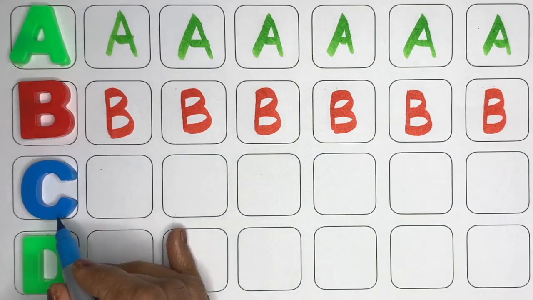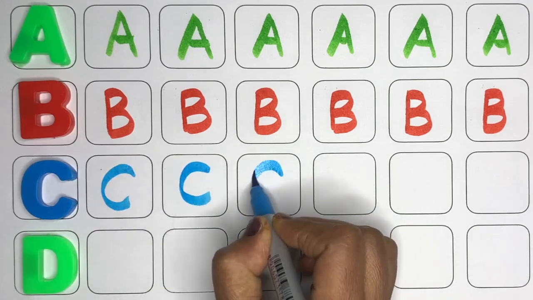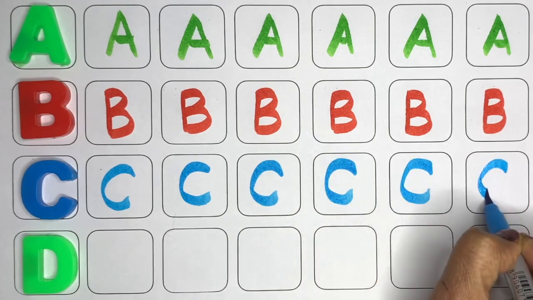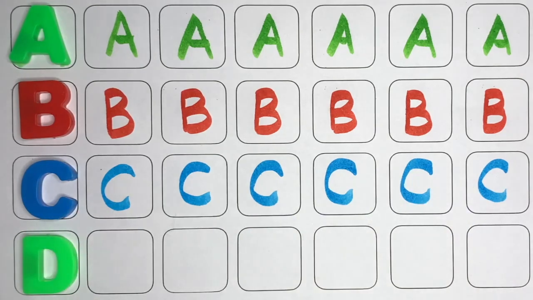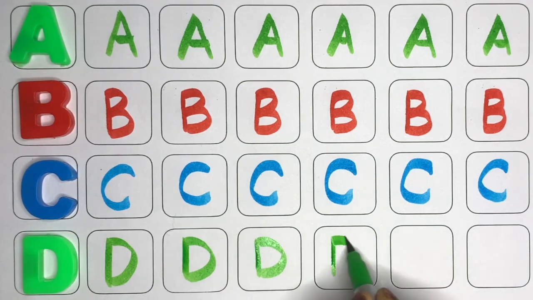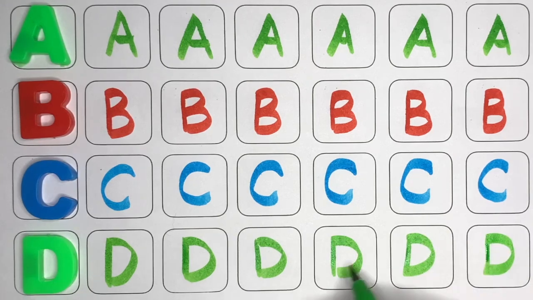C for cat. C. Sky blue color. D for dog. Parrot green color.